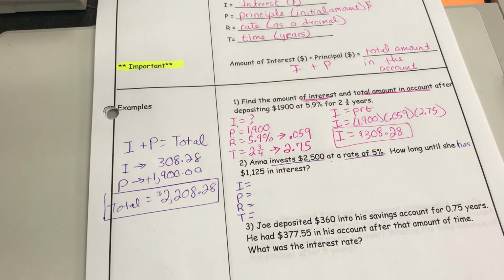Now listen to me. Take this advice. If you will list out I, P, R, and T, and you will put the numbers associated with that, it makes this so much easier. Instead of you trying to go back in the word problem and picking out the information, pull it to one section and then just work with the equation, okay?